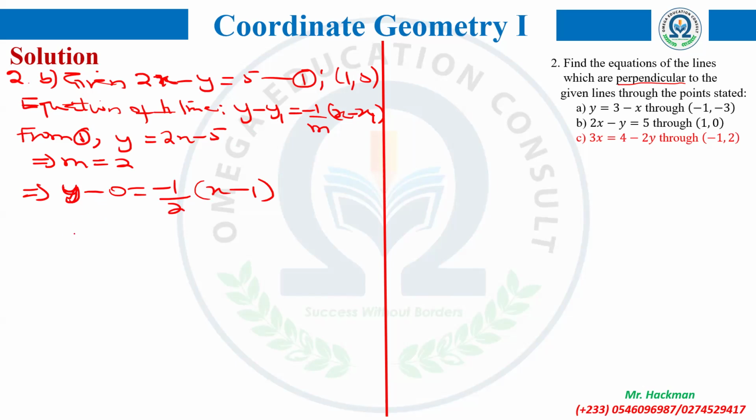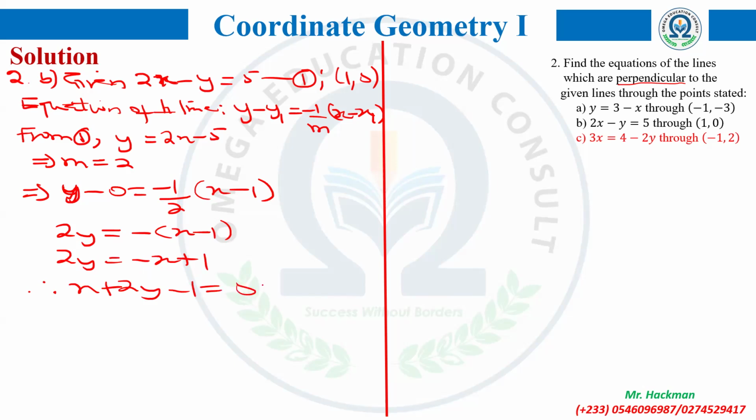Yes, please. Okay, so at this point, I'm going to clear the fraction. Multiply through by 2. So I'm going to get 2y minus 0, I won't write it. The 2 will cancel, so I will get minus into x minus 1. Remove the bracket, so 2y is equal to minus x plus 1. Then this is negative. To guide me, I have to move this one. So first moving, I combine and draw my conclusion. So I'll get x plus 2y, and this will come minus 1, is equal to 0. So that is the equation. Point well made.